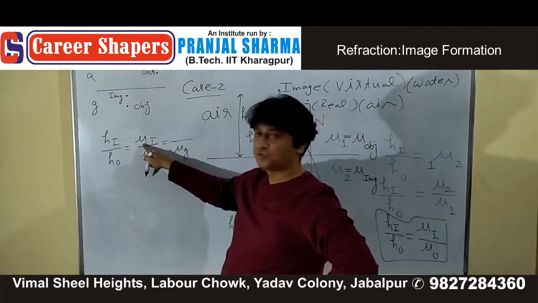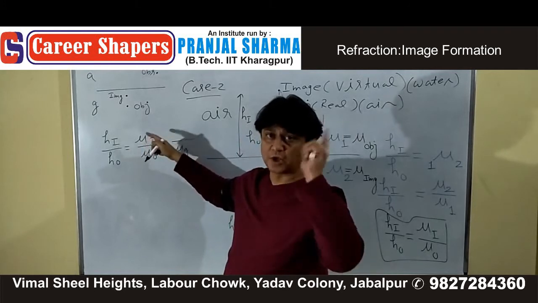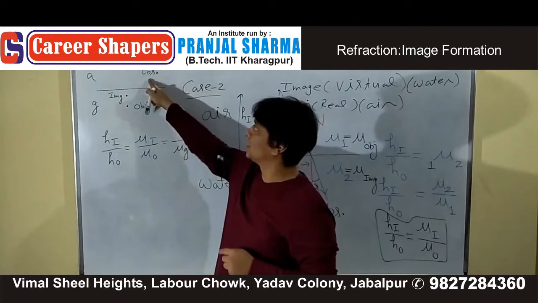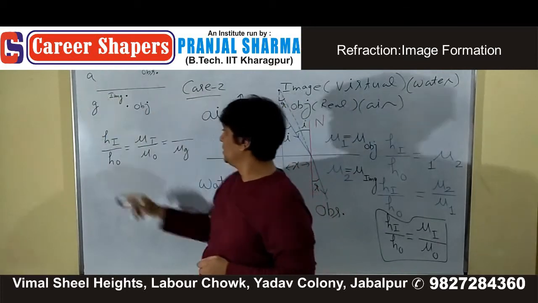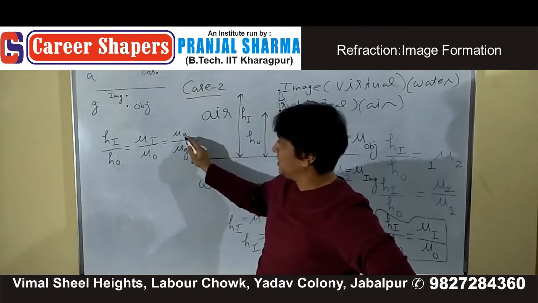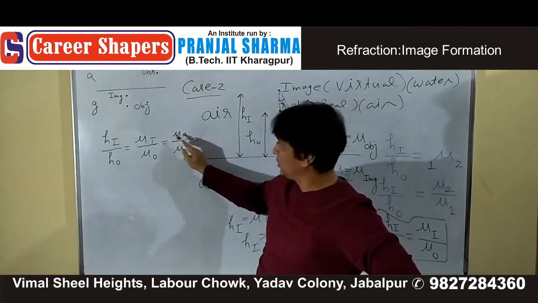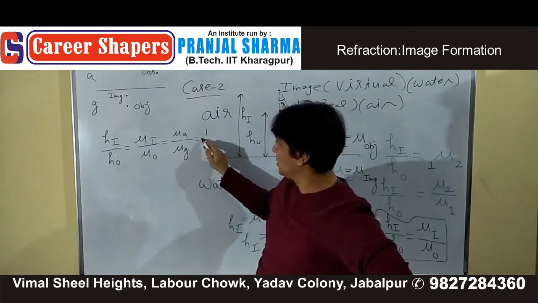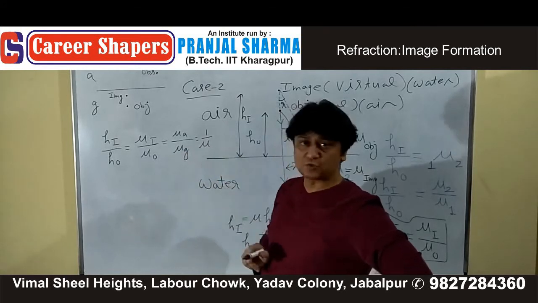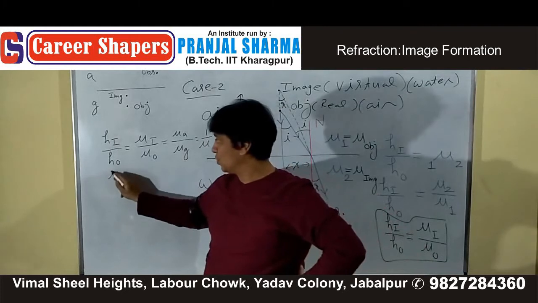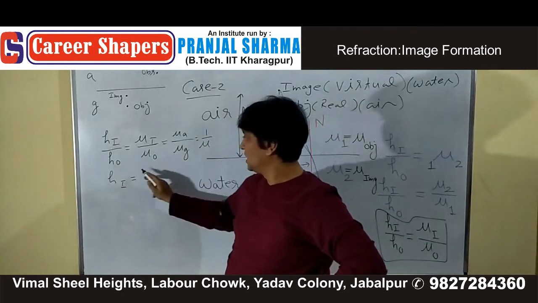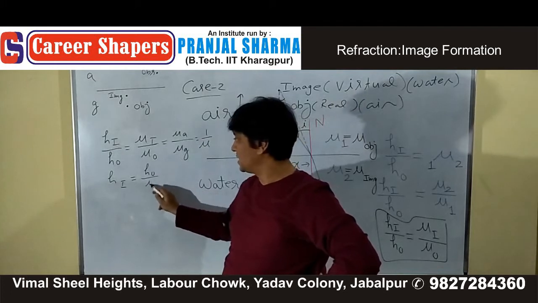Image. Image forms in the medium of observer. Remember the statement. Image forms in the medium of observer. What is that? Air. Write down what? This. Now, the refractive index of air with respect to air is what? 1. And the refractive index of glass with respect to air, we had taken it as what? Mu. You are getting what? Hi as ho divided by mu.